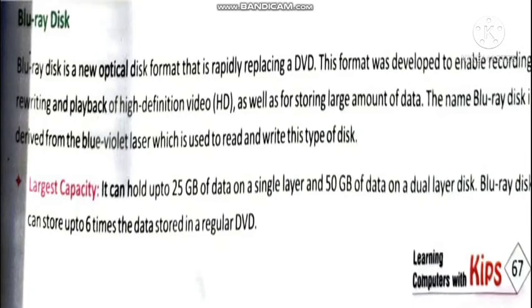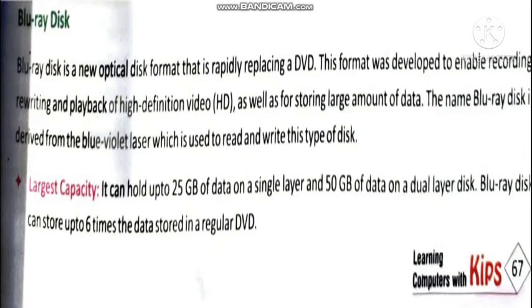Another thing, it is also made up of very toughened material, and it is very difficult to put scratches and all on the Blu-ray disc. So let's start reading about it. Blu-ray disc is a new optical disc format that is rapidly replacing a DVD. This format was developed to enable recording, rewriting, and playback of high definition video, as well as for storing a large amount of data.